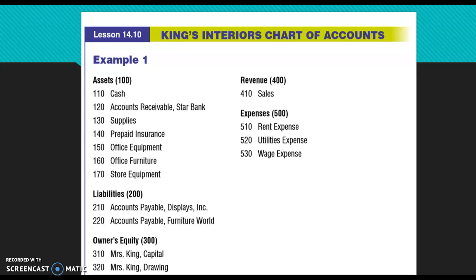And this is usually the normal way that you do this. Just to review, your assets are 100s, your liabilities are listed next, and they're 200s. Your owner's equity or capital accounts are 300s. Your revenue comes next, 400s, and your expense accounts are 500s.